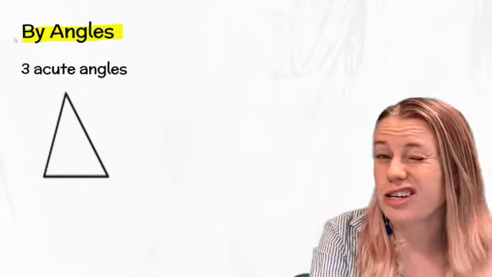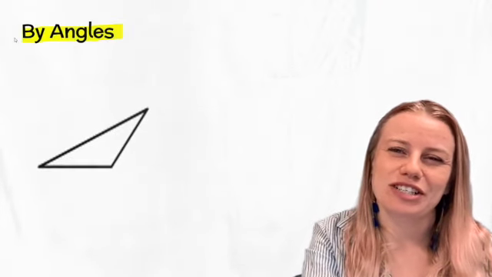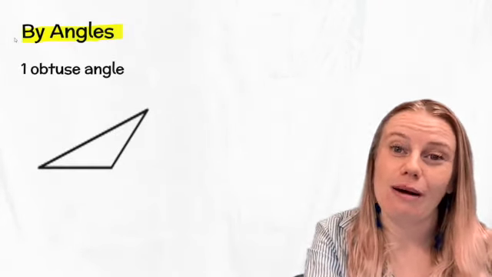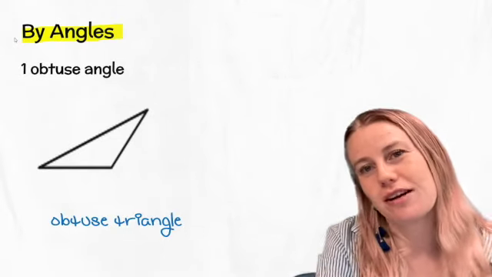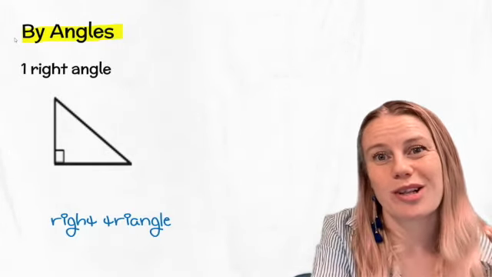So if we have a triangle and it's got 3 acute angles, then it's an acute triangle. If we have a triangle with one obtuse angle, then we've got an obtuse triangle. And if we have a triangle with one right angle, we've got a right triangle. Very clever names, not hard to remember.